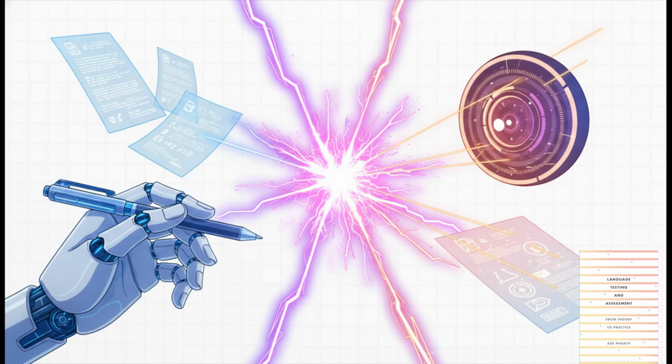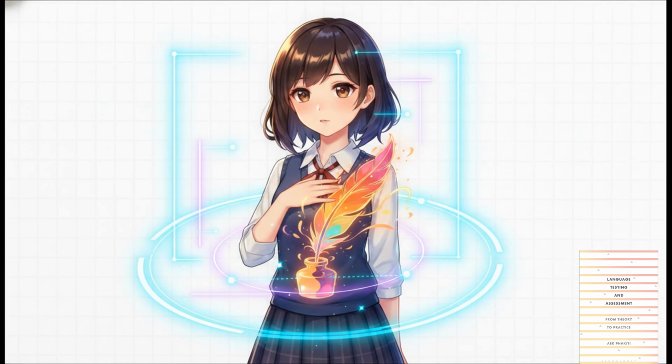But what about removing the human entirely? I feel like we have to address the elephant in the room here. The tension between institutions using automated software to grade the essays and students using generative AI like ChatGPT to write them in the first place. It is a profound paradigm shift, no doubt about it.